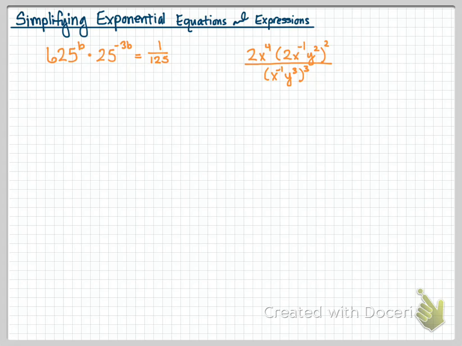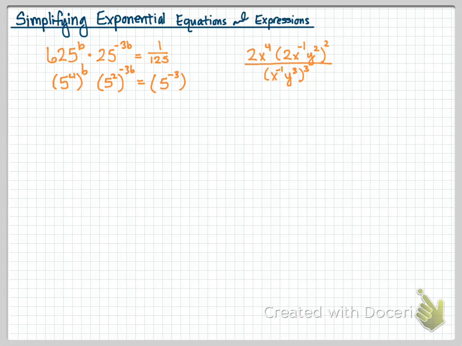On the left hand side we have variable b that we need to solve for. So we need to simplify that. When your bases are different, you have 625, 25, and 125, can't do anything with them. So we need to change the bases, if we can, in order to simplify this. Luckily enough for us, 625, 25, and 125 all have the same base of 5.